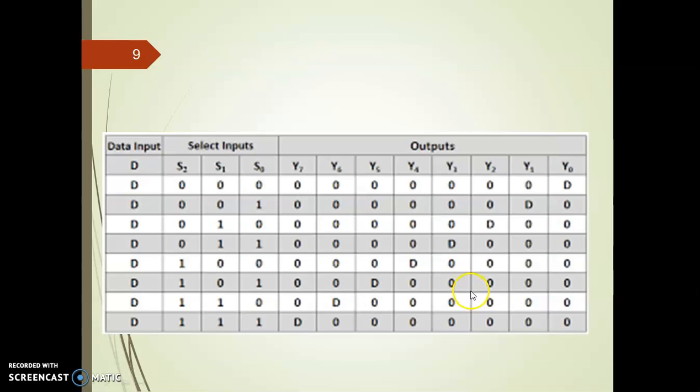So this is a truth table which shows exactly the status of the output lines and which output line will be selected on the basis of the select lines. This is the basic fundamental concept of a demultiplexer. So I hope the concept of demultiplexer is clear to you.